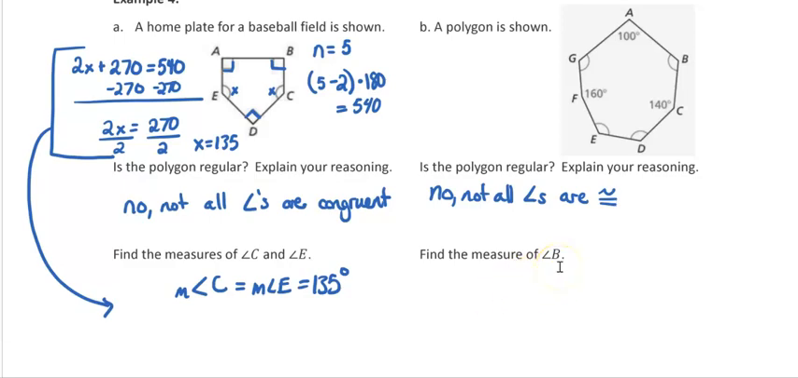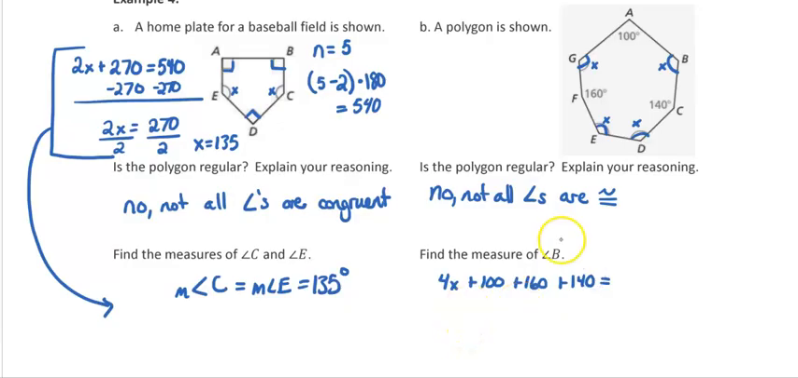Now it wants us to find the measure of angle B. So see how B has this congruence marking? And it is equal to G, and it's equal to E, and it's equal to D. So if those 4 are all equal, they can be represented by x. So if we add up all the angles, we have 4x plus 100 plus 160 plus 140. Now, I need to know what this equals.